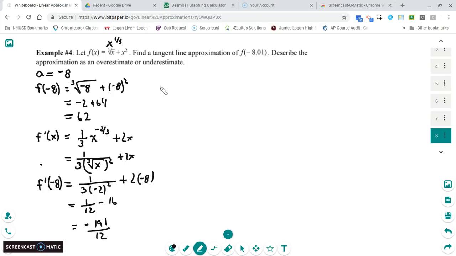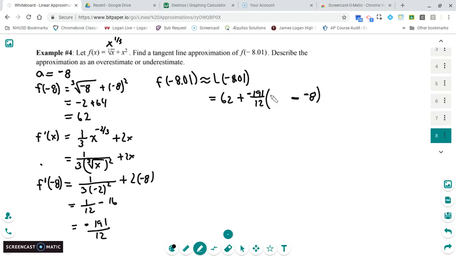All right, so recall what we're doing. We're trying to figure out what f of -8.01 is. We're going to use our linear approximation to do so. So that would be L of -8.01. Okay, so how do I get that? All right, that's going to be my y value, f of -8, 62, plus the tangent slope, -191 over 12 times, and then I put my value here, and then I subtract my a, which is -8.